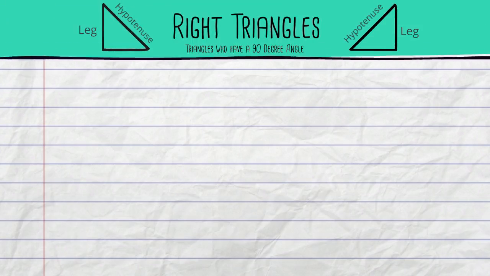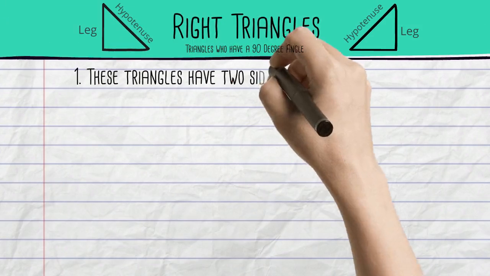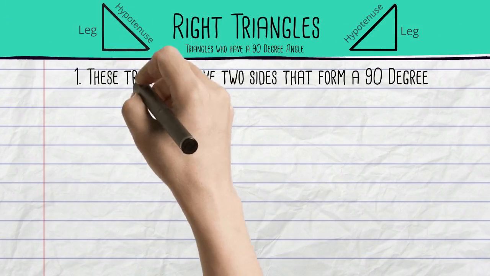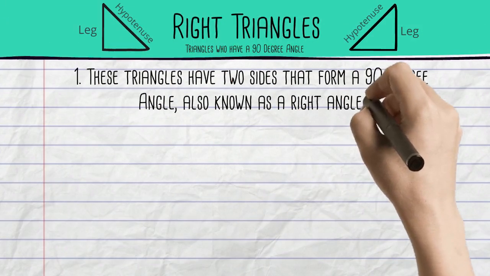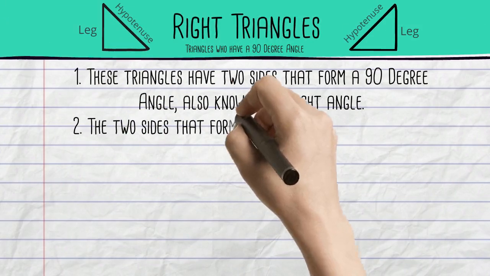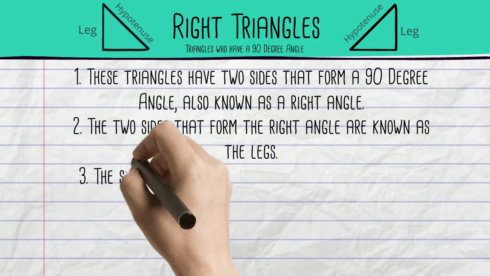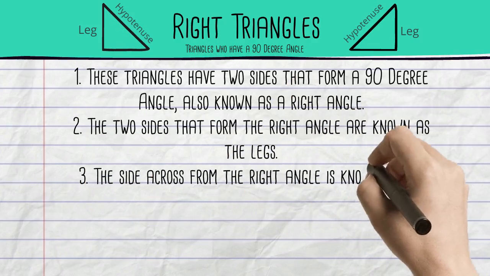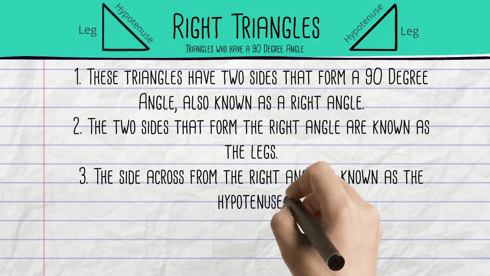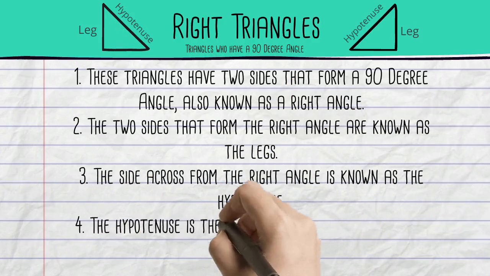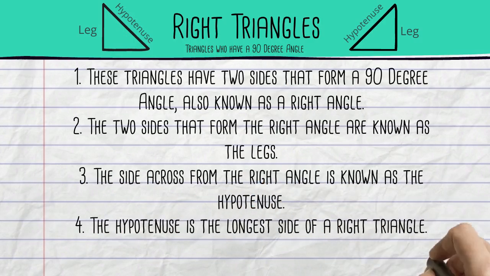Learning more about right triangles, there's 4 things. Number 1, these triangles have 2 sides that form a 90-degree angle, also known as a right angle. Number 2, the 2 sides that form the right angle are known as the legs. Number 3, the side across from the right angle is known as the hypotenuse. And lastly, number 4, the hypotenuse is the longest side of a right triangle.